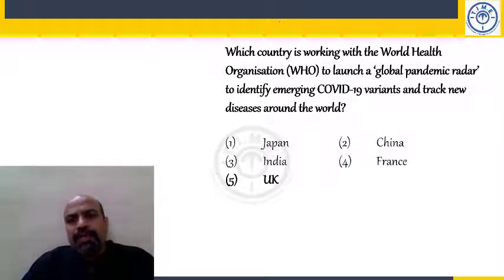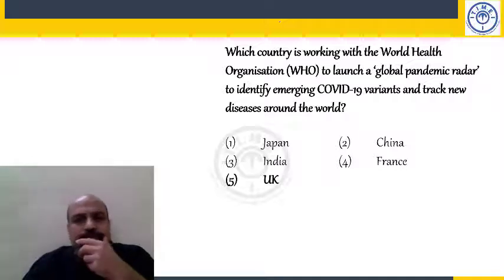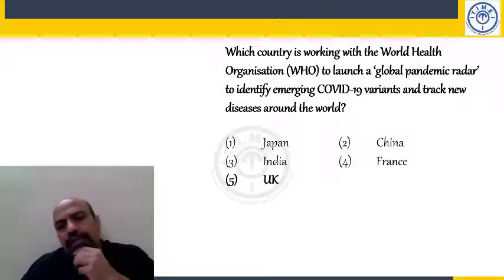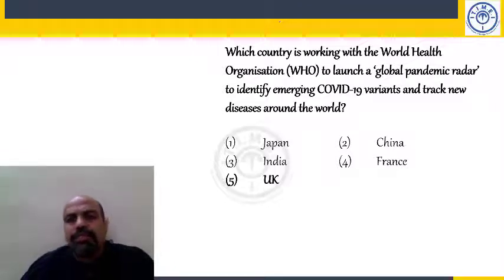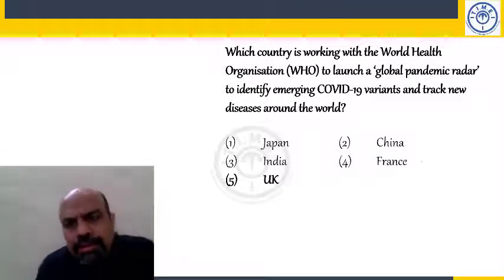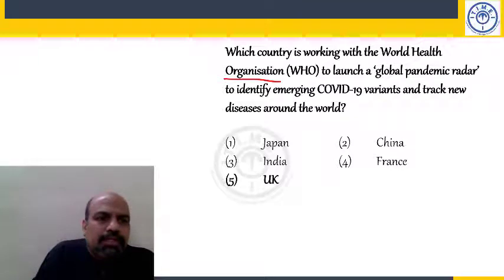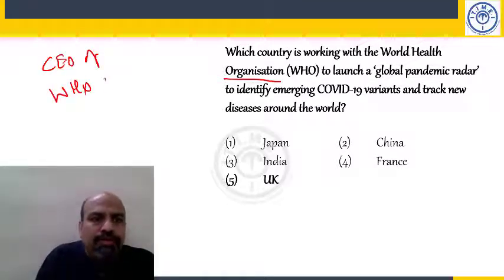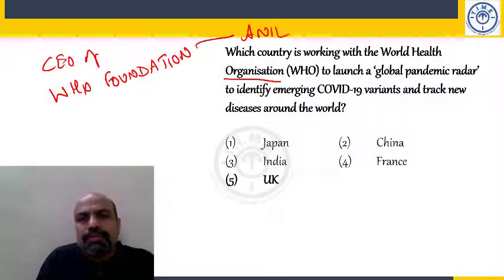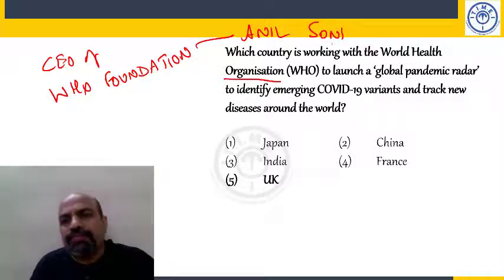Which country is working with the World Health Organization to launch a global pandemic radar to identify COVID-19 variants and track new diseases around the world? The UK is doing this. I think we already know about all these countries, so we'll not focus on this. Just one thing you could write is CEO of WHO Foundation, Anil Soni.